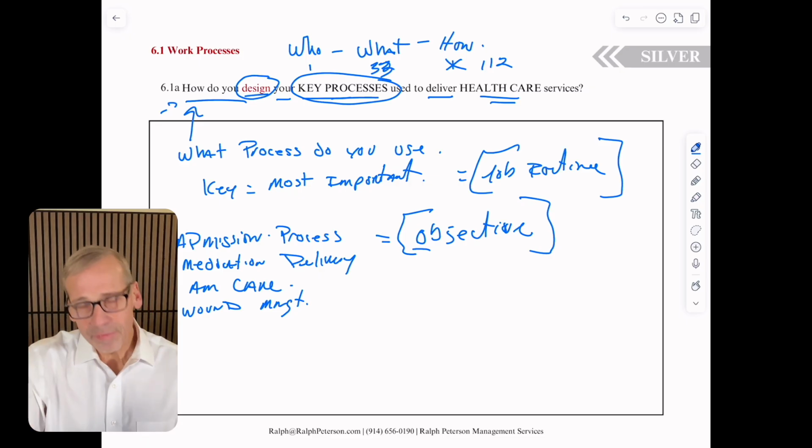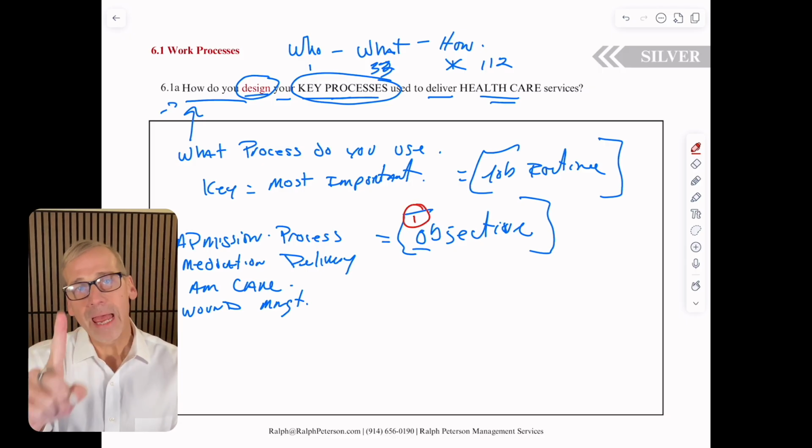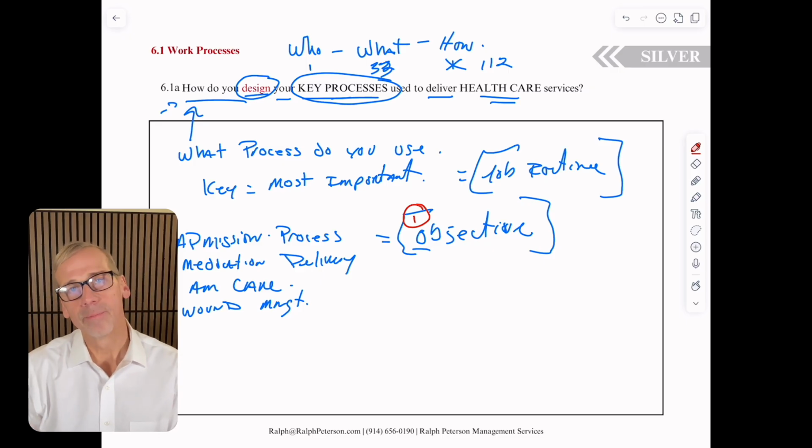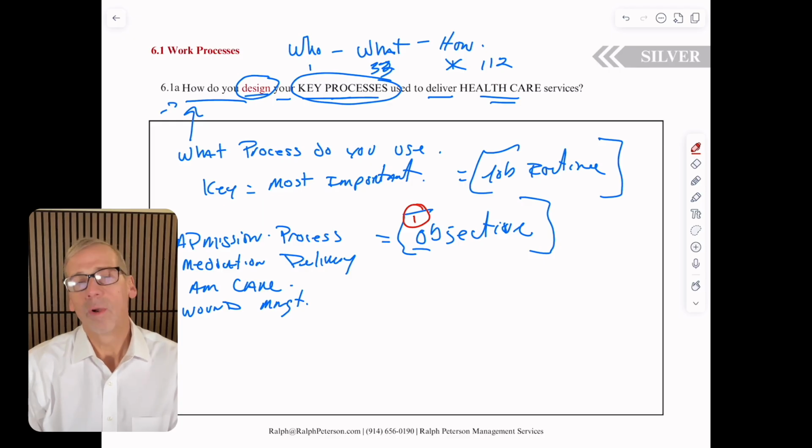So identifying, let me do it like this. Identifying the objective is the first step that we use to design a key work process. The first thing that you have to do when you're trying to design a key work process is identify, well, what's the point of the process? What are they asking us to do? What do they need us to do here? We need you to give showers. Okay, what's the objective? To give showers.